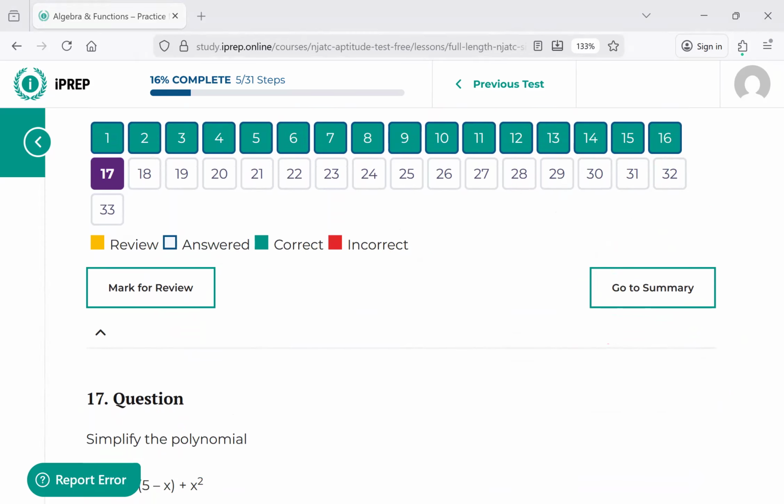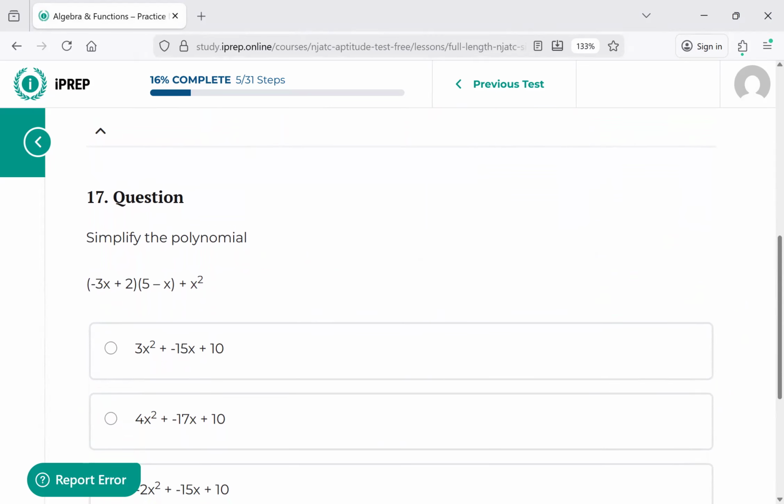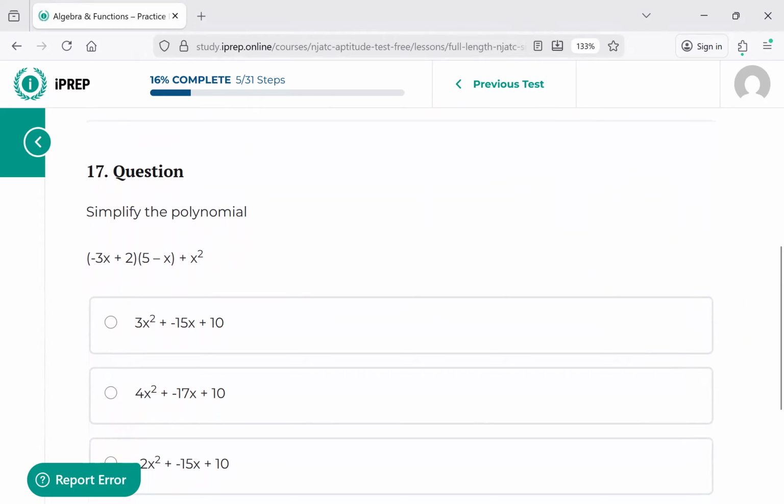Okay, let's move on to 17. Simplify the polynomials. What you're going to do is just FOIL it out and collect like terms. So what I will do is FOIL out this part first. As you can see, this x squared is not near the parentheses, so you're going to just bring that down once you're done FOILing.